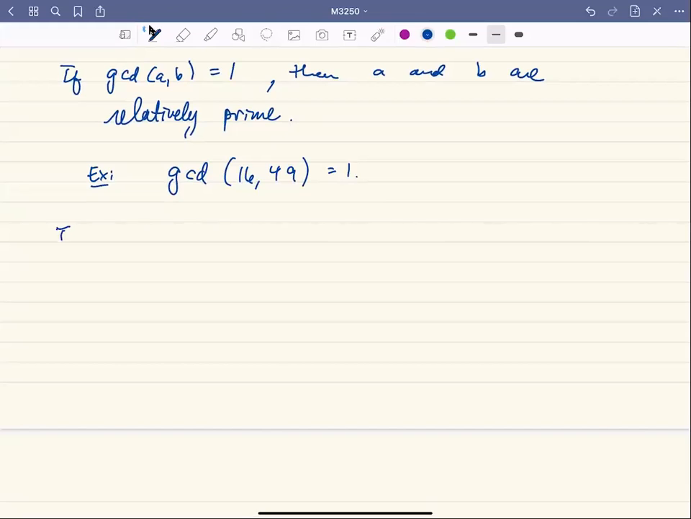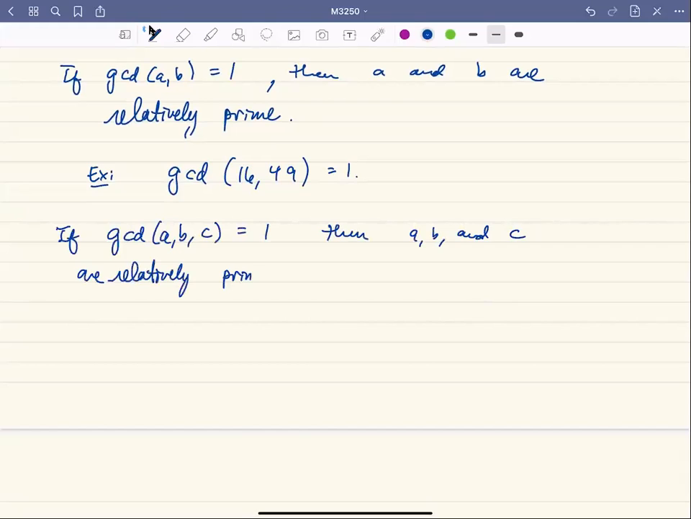If you have some integers, I'm just going to do this for 3. In general, this will be written up in the lecture notes, how to do this for a general number of integers. But if the GCD of A, B, and C is 1, then we say that A, B, and C are relatively prime. So these are relatively prime, and that means that there's no prime factor in common with A, B, and C all at the same time.